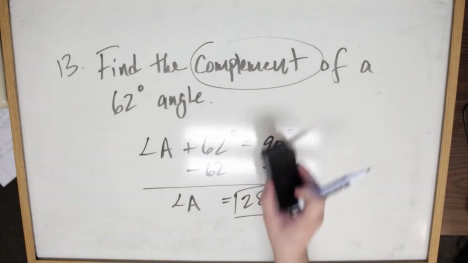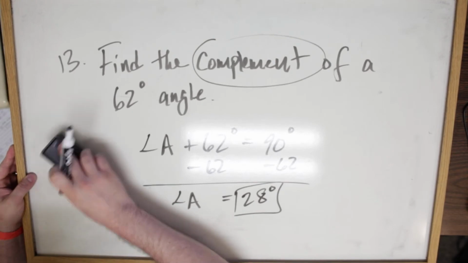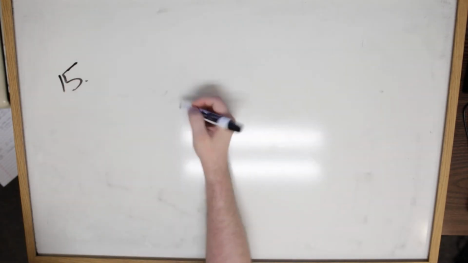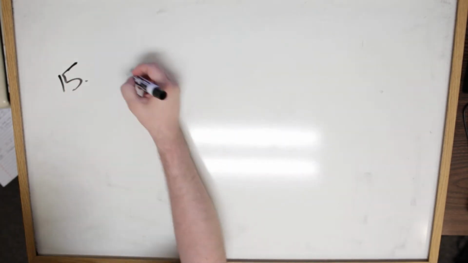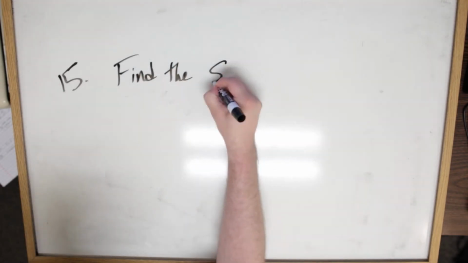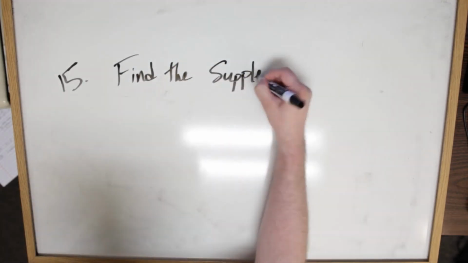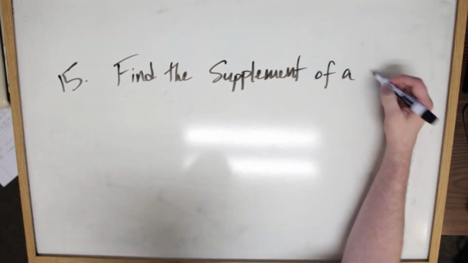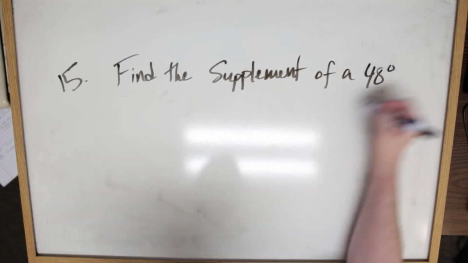The definition is kind of tied into the words that we're looking at, or the problem itself is kind of tied into the words in the question. All right, question 15. It's something similar. It's asking us to find the supplement of a 48-degree angle. So find the supplement of a 48-degree angle.